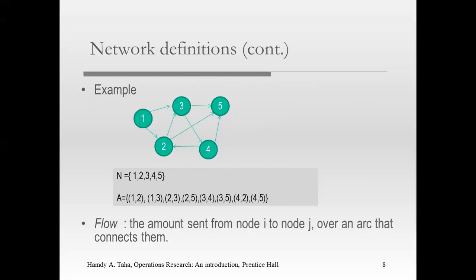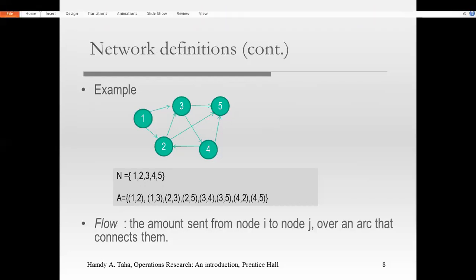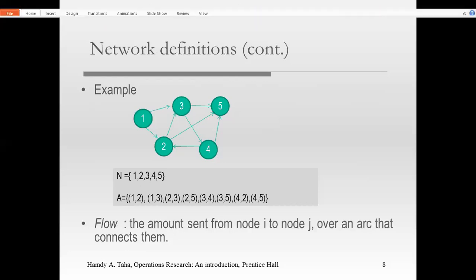Here, N is 1 to 5, where N refers to the nodes. We have 5 nodes, that's why N is 1, 2, 3, 4, 5. And then A, the arcs, refers to the connected nodes. For example, (1,2) means from 1 to 2, (1,3) from 1 to 3, until (4,5) from 4 to 5. So from the network figure we can define N and A, or the opposite. From N and A, we can also draw the network figure or network model. Okay, so that is the network.